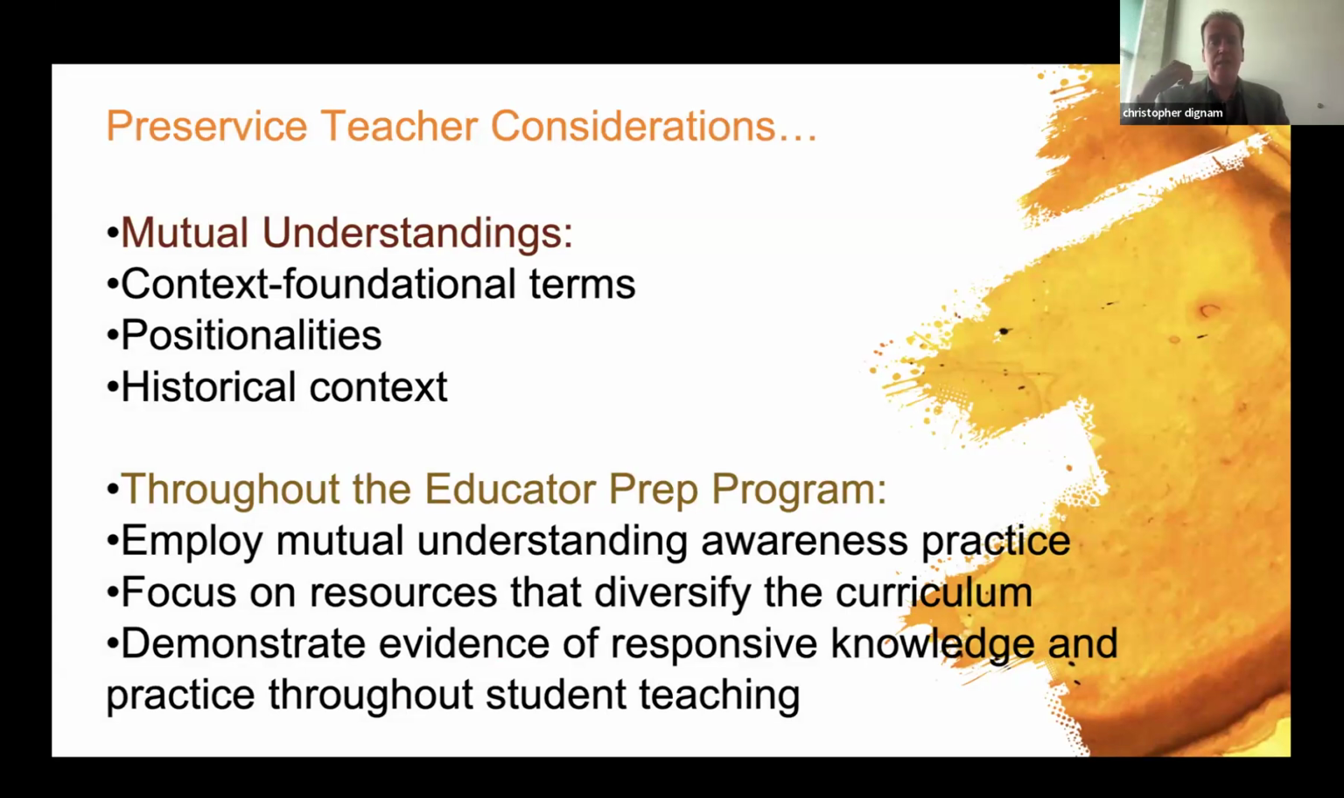What's your positionality? I bring something based on my life experiences to my school, either as a teacher or a leader, or as a teacher leader, and the historical context of our understandings. And through our education programs in higher education, we must be very deliberate in communicating a mutual understanding of those practices, how it is diversified in our curriculum, the evidence of responsive knowledge.